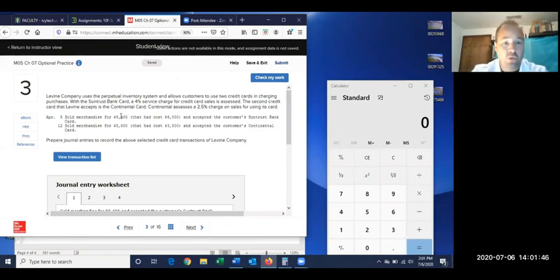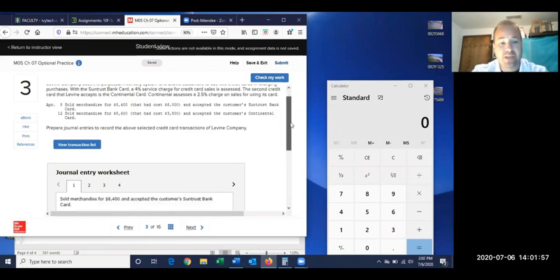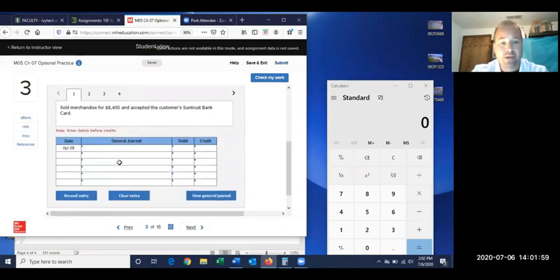So with this one, we sold merchandise for $8,400. It cost us $6,000 to get it, and we did it with the SunTrust Bank. They charge a 4% fee. So we come down here, and we sold the merchandise for $8,400. And remember, I said that in the book, they're going to count this when we get the credit card. When they give us the credit card, we're going to say that's pretty much the same as cash. We have almost immediate access to it.